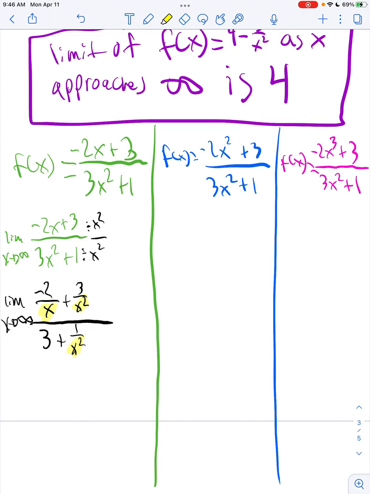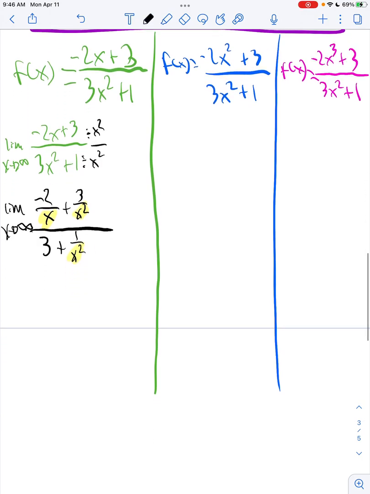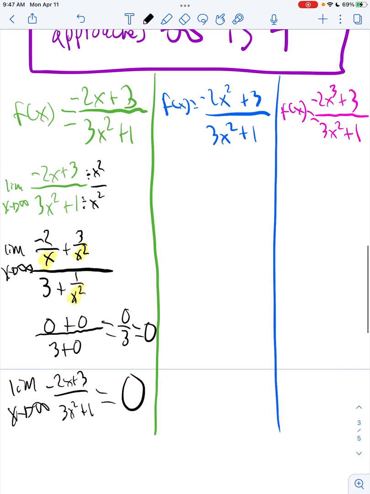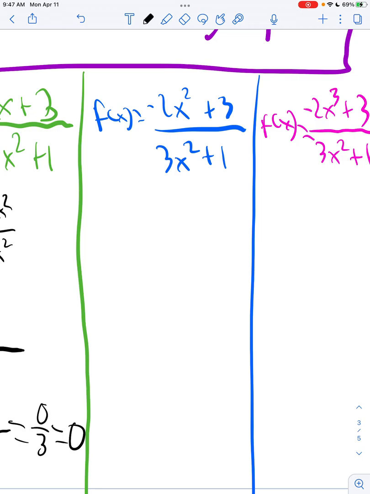Now again, we can identify, hey, my denominators are getting bigger. Therefore, if your denominators are increasing and your numerators aren't, you can assume that is going to equal a limit of 0. So if I substitute it in, 0 plus 0 over 3 plus 0. 0 over 3 equals 0. So the limit as x goes to infinity of this function, it's just repeating what I started with, equals 0.